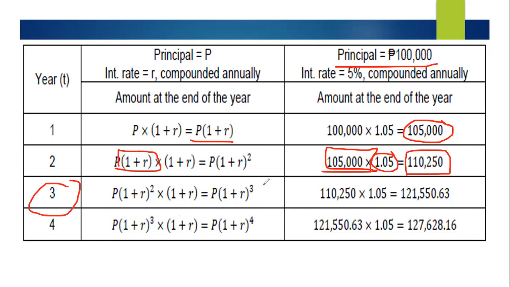Okay, so for the fourth year, ang nababago is ito pa lang exponent na to. So, P times 1 plus R cube multiplied to 1 plus R is equal to P times 1 plus R to the fourth. Okay po? So, mapapansin natin ulit, itong exponent lamang po yung nagbabago. And of course, kailangan natin makompute yung previous value. Okay? Bago natin makompute yung amount at the end of the year.